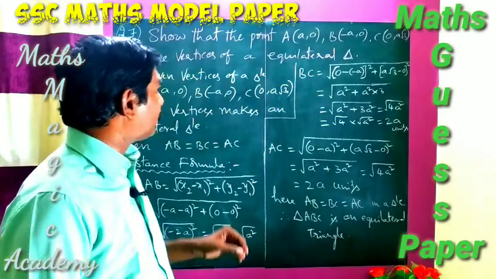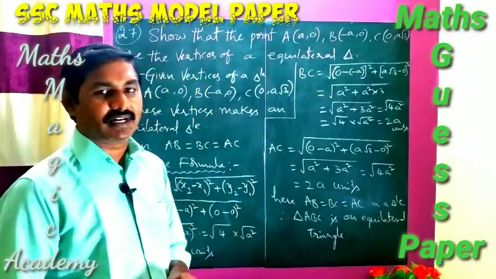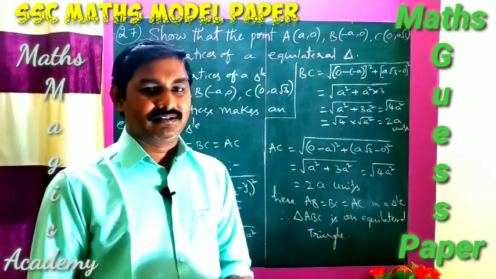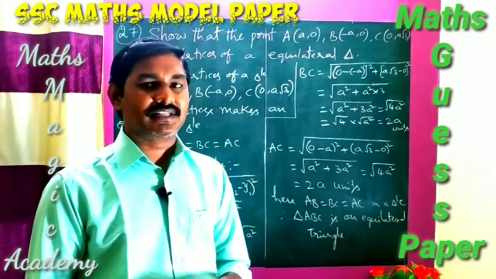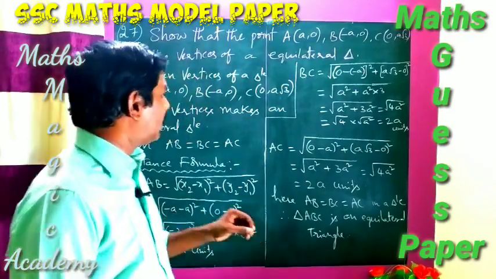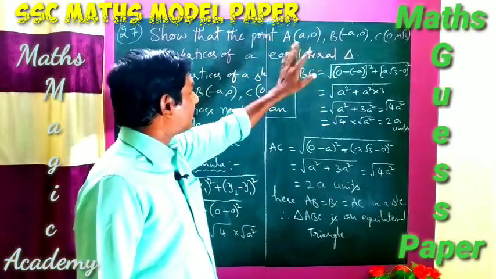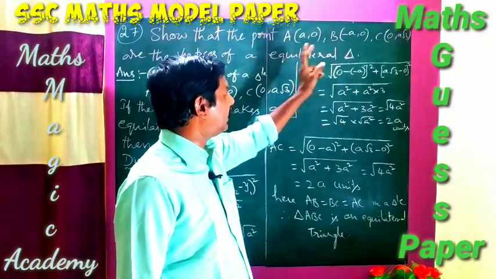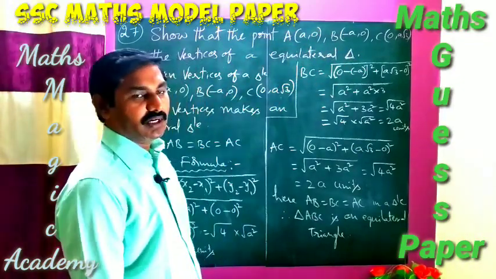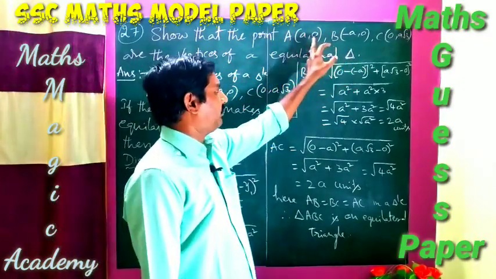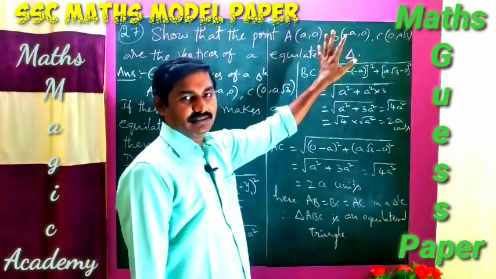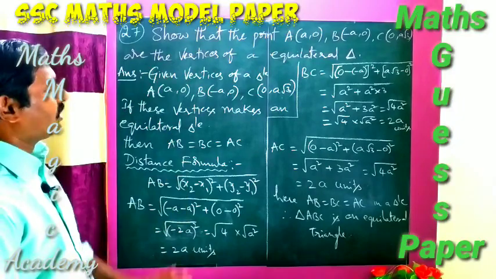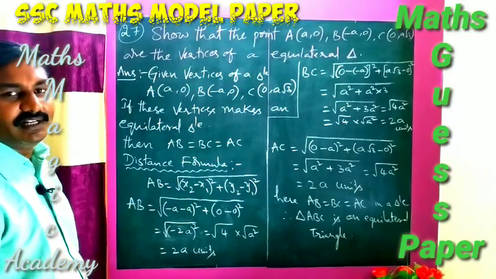If the vertices belong to an equilateral triangle, then what is the condition? What is the equilateral triangle property? If all the sides are equal in a triangle, then we can say that it is an equilateral triangle. Now here, A, B, C are the three vertices given. That means AB is one side, BC is one side, and AC is one more side of the triangle. If these three sides AB, BC, AC are equal, then we can say those vertices belong to an equilateral triangle.